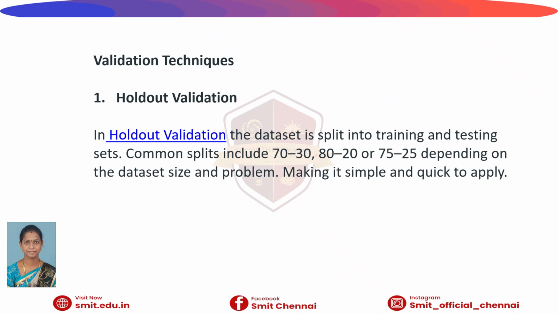Common ratios are 70-30, 80-20, or 75-25. The model is trained on one portion and tested on the remaining portion. This method is simple and easy to implement.